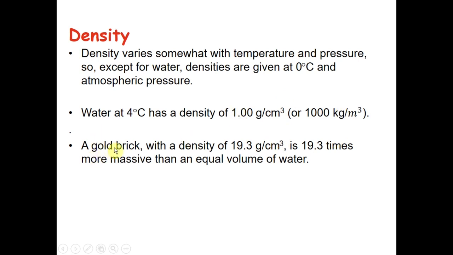A gold brick, for example, will have a density of 19.3 gram per centimeter cubed, which means it is 19.3 times more massive than an equal volume of water. So if you have water of a given volume and you have gold of the same volume, gold will be heavier by 19.3 times.